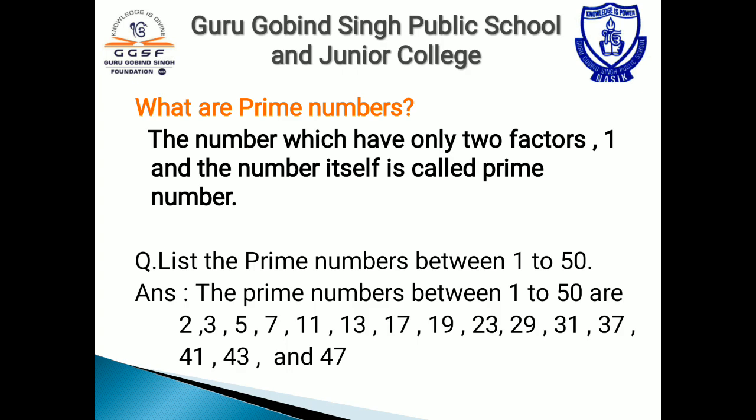Now let us take one question: list the prime numbers between 1 to 50. The prime numbers between 1 to 50 are 2, 3, 5, 7, 11, 13, 17, 19, 23, 29, 31, 37, 41, 43 and 47. All these numbers have only two factors, that is 1 and the number itself.